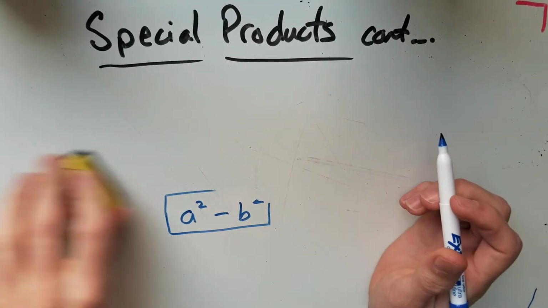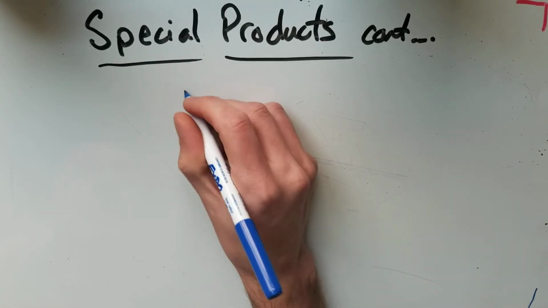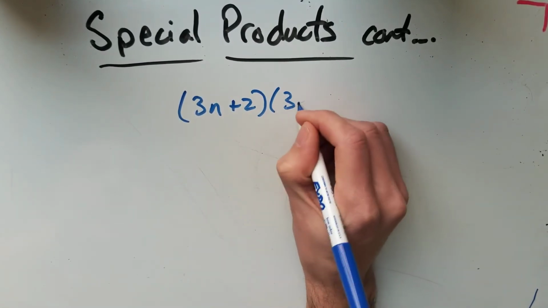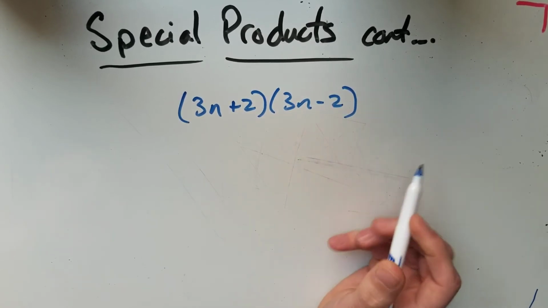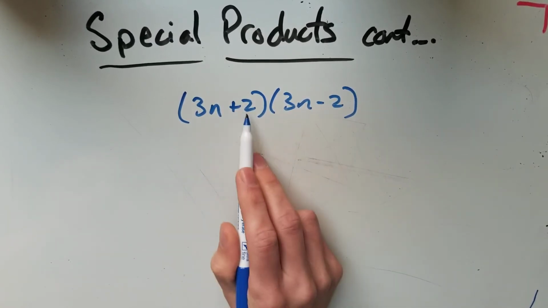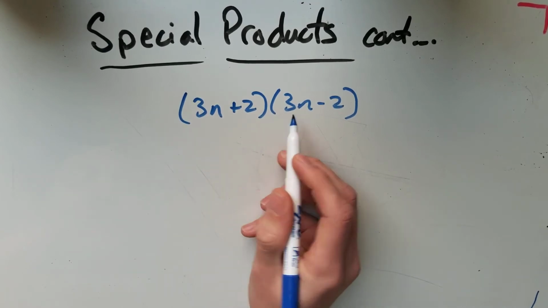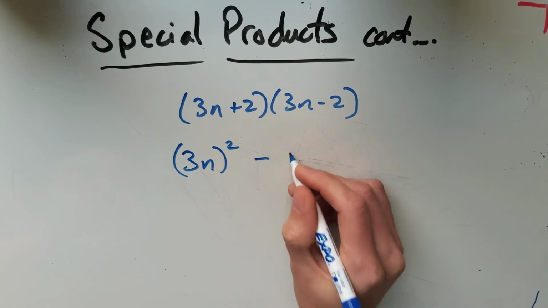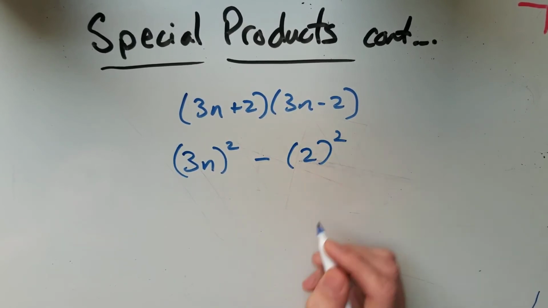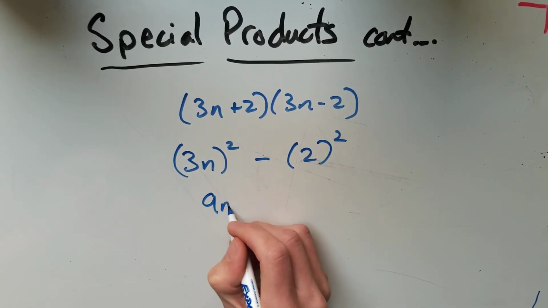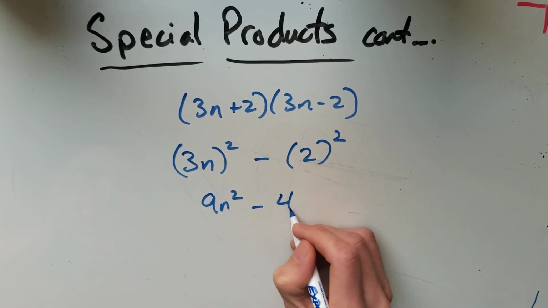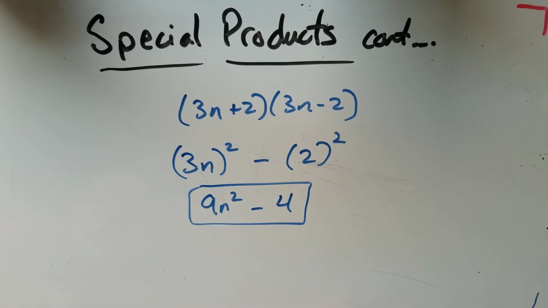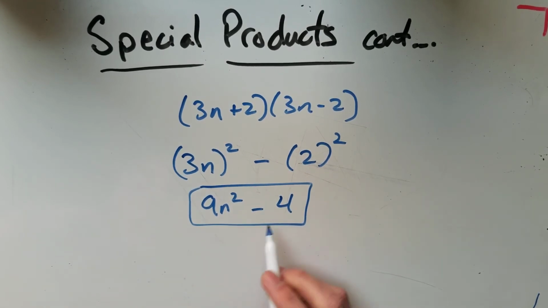So let's do a couple of examples, then you'll try some on your own. We have 3n plus 2 times 3n minus 2. So here notice your a's are the same, your b's 2 and 2. So we can go right down to that step. It's going to be 3n squared minus 2 squared. So you're going to end up with 9n squared minus 2 squared is 4. Here you go. You multiply the sum and the difference, and you get 9n squared minus 4.